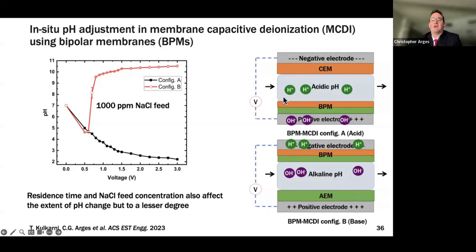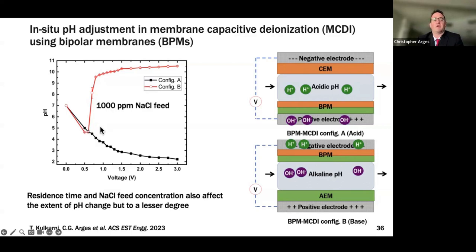So what we'll have here is we can apply a potential difference across the cell, get it high enough where we have water dissociation within the membrane. Hydroxide ions are absorbed here in this positive electrode, and the protons migrate into this solution, generating an acidic solution. And so this acidic solution might be useful for enabling a selective separation. If we can change the configuration where we put the bipolar membrane on the other side, we can generate an alkaline solution.